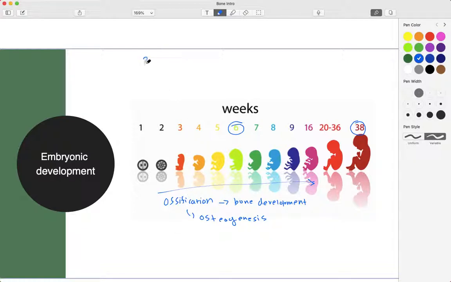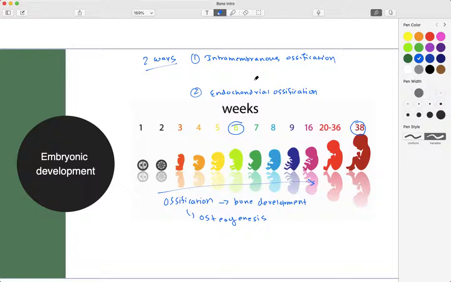So two processes, let's say two ways, ossification can occur. One of the ways is called intramembranous ossification, and another one is called endochondral ossification. These are the two ways that lead to the formation of the bone.